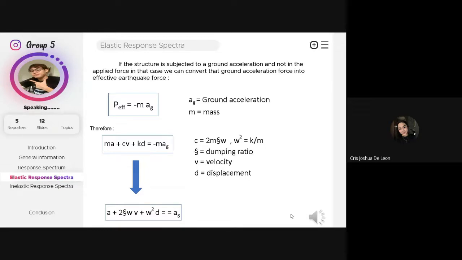Where C equals to negative M times damping ratio times the W, which is the natural frequency, tapos V equals to velocity, D is the displacement. Tapos, for simplification ng formula, magiging A plus 2 times damping ratio na lang siya times W times velocity plus natural frequency squared times D equals to negative AG. Bale yung mass, nawala lang siya since na-simplified nga.